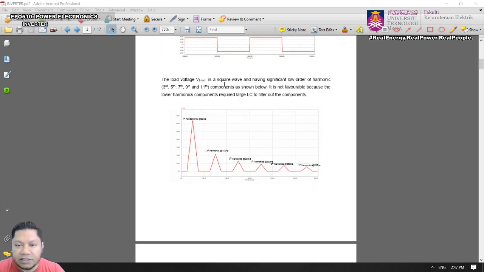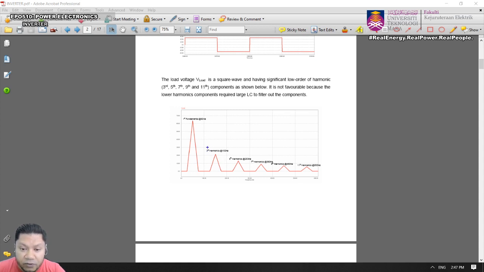So that is a square waveform, and therefore there you are. The load voltage is a square wave and has significant low order harmonics. So very high low order harmonics, 3, 5, 7 components as shown below, is not favorable because the low harmonic components require a large LC to filter out the components. So you need to have a very large LC low pass filter to remove all of this.